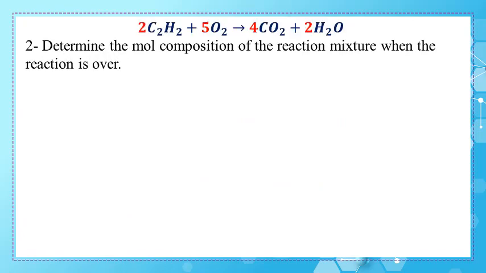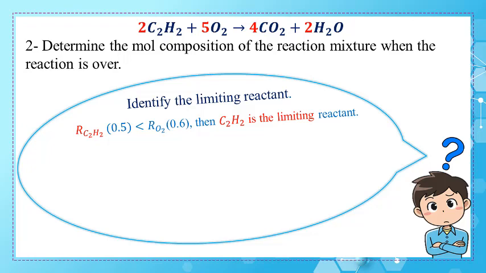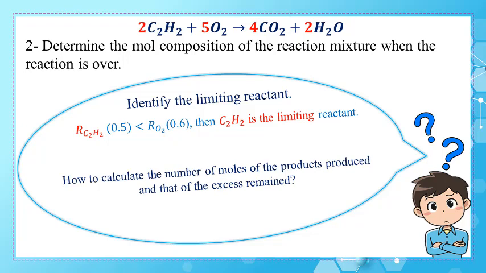In part 2, we want to determine the mole composition of the reaction mixture when the reaction is over. Let's identify the limiting reactant. Ratio of C2H2 is less than the ratio of O2, then C2H2 is the limiting reactant. How to calculate the number of moles of the products produced and that of the excess remained? By stoichiometric ratios using the ratio of the limiting reactant.